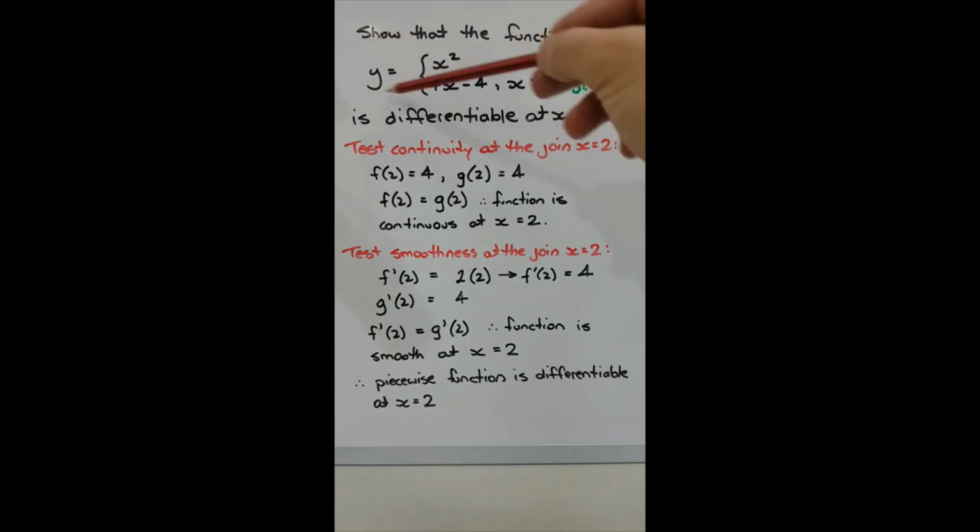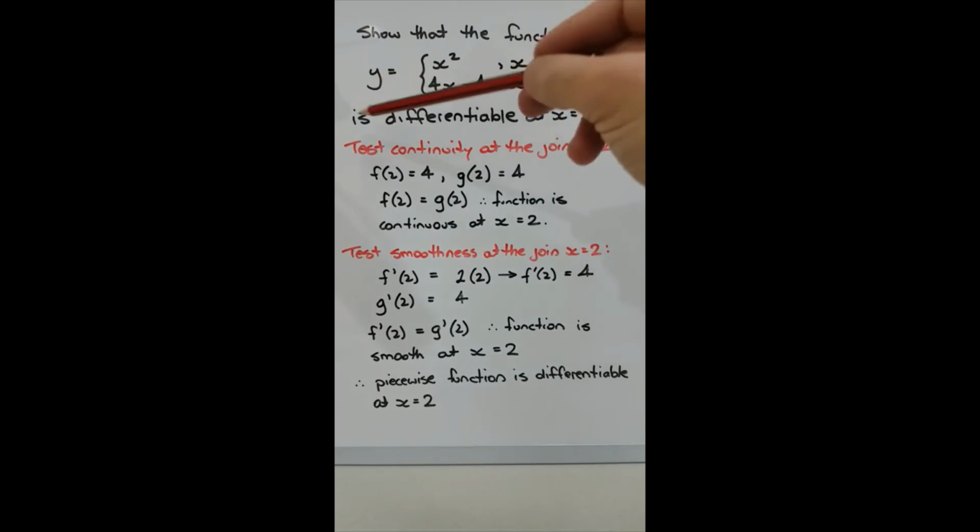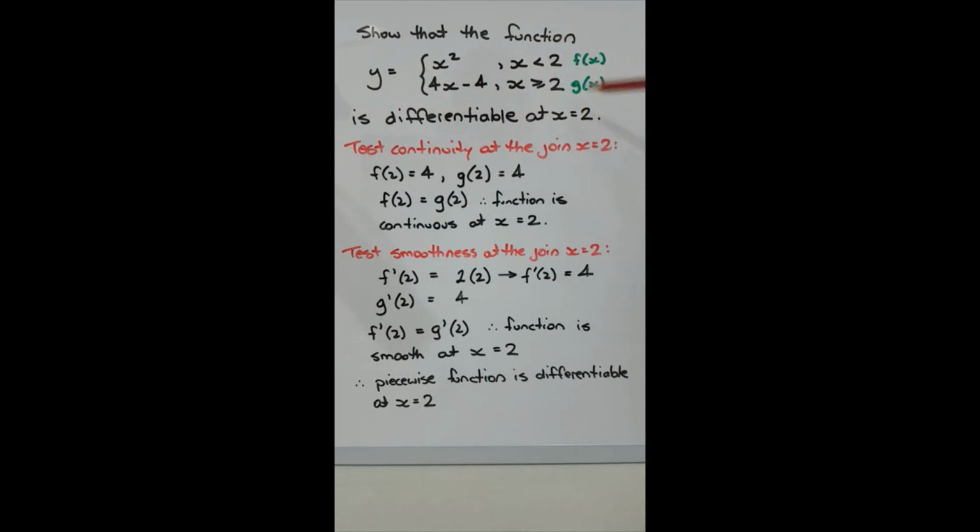Show that the function y equals x squared for x less than 2, y equals 4x minus 4 for x greater than or equal to 2 is differentiable at x equals 2. I'm going to refer to x squared as f of x and 4x minus 4 as g of x. First, we test for continuity at the join x equals 2 by showing that f of 2 is equal to g of 2. Now, f of 2 is equal to 4, g of 2 is equal to 4, f of 2 is equal to g of 2, therefore the function is continuous at x equals 2.